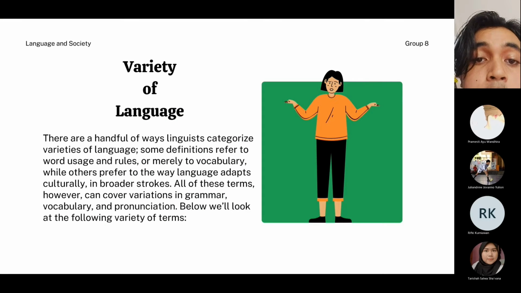First, variety of language. There are a handful of ways linguists categorize varieties of language. Some definitions refer to word usage and rule, or merely to vocabulary, while others refer to the way language adapts culturally. In broader strokes, all of these terms, however, can cover variation in grammar, vocabulary, and pronunciation. Below, we'll look at the following variety of terms.